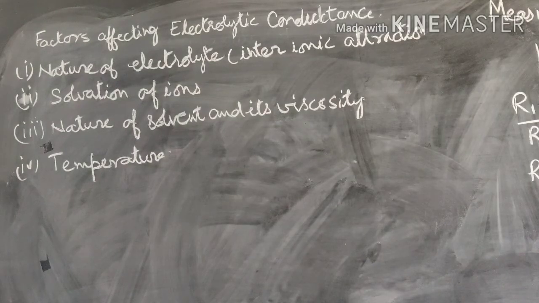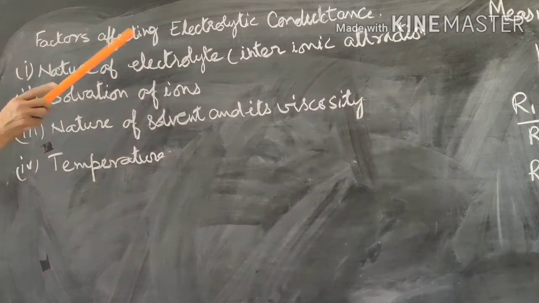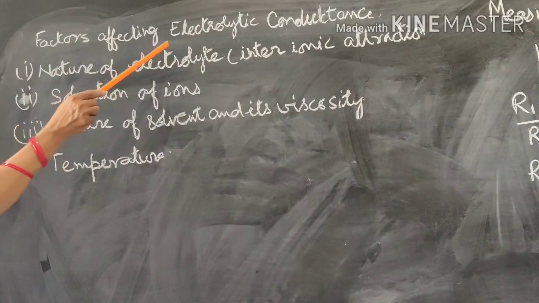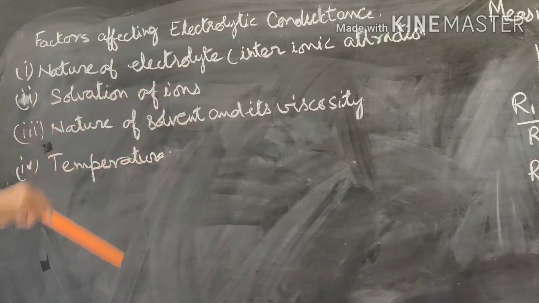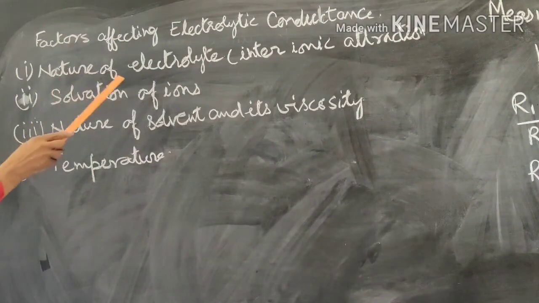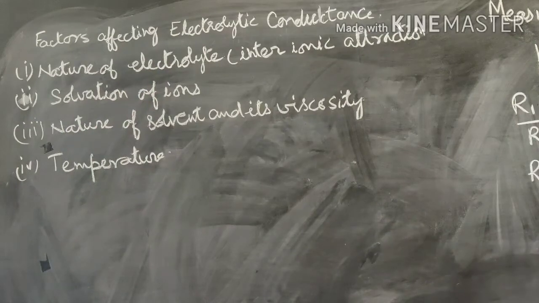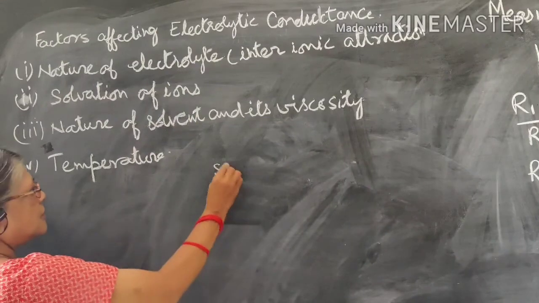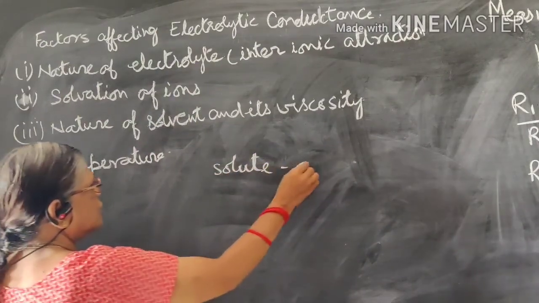Now, children, we'll see the factors which affect the electrolytic conductance. Now you know about the electrolytes. Electrolytes are those substances or solutions which can conduct electricity. The first factor is the nature of the electrolyte, also called interionic attraction. When we dissolve an electrolyte in water, it has solute versus solute interaction.